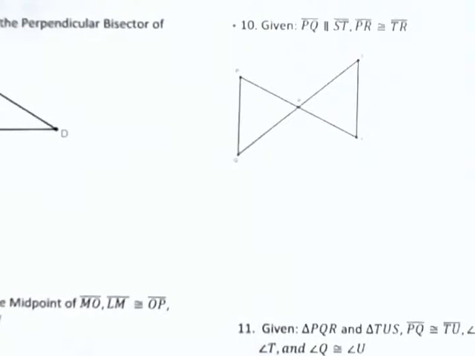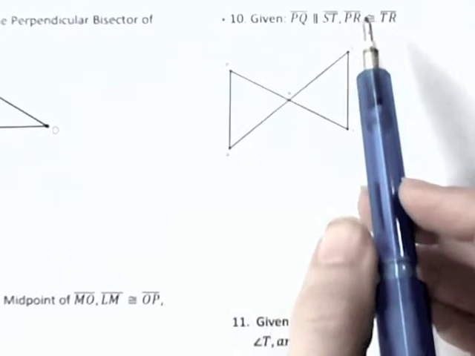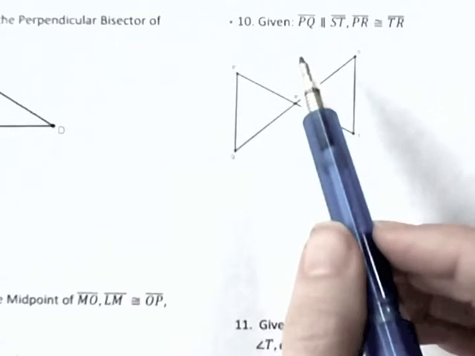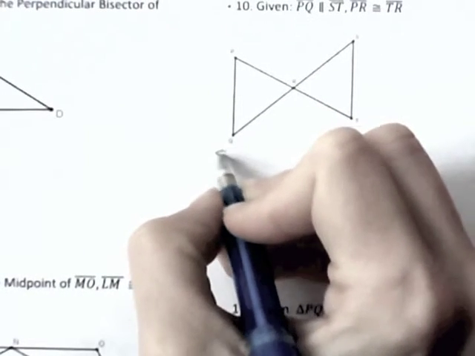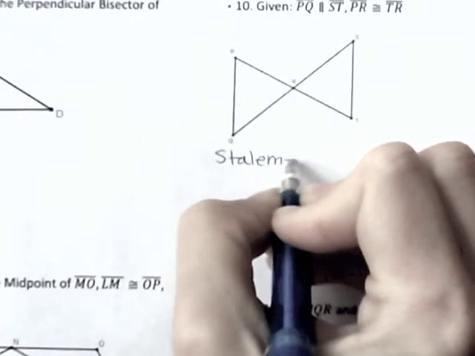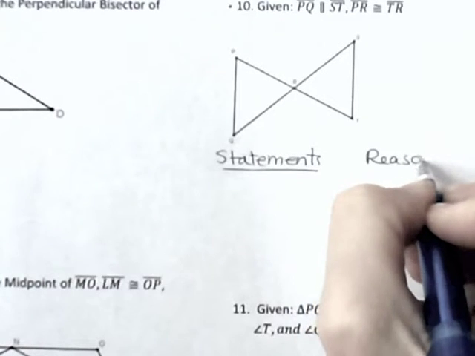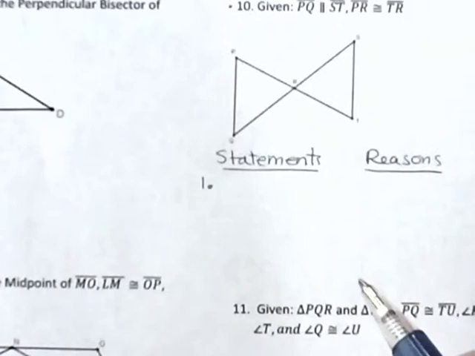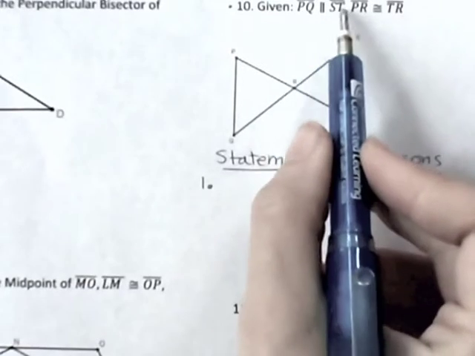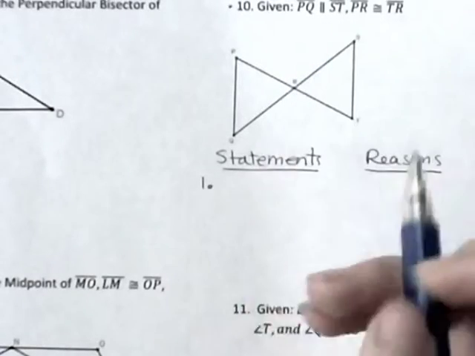Our next proof that we're going to talk about is this proof that talks about the parallel lines and how we're going to use the parallel lines to help us out. So let's go ahead and set up our statements and reasons. Okay, and just like in our other proofs, we're going to start with the things they tell us to begin with. So the first thing they tell us is PQ is parallel to ST.